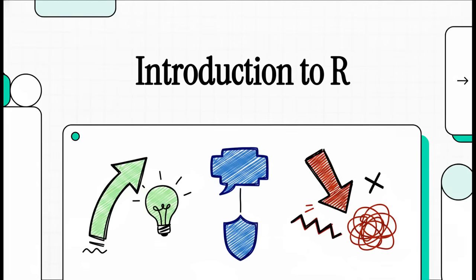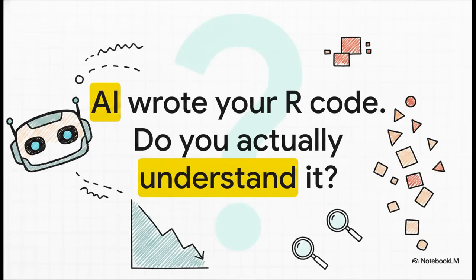Our goal for this explainer is to move you from being an insecure code copy-paster to a completely confident, in-control R practitioner. We're going to build a solid mental model of how R actually thinks. Because here is the million-dollar question. AI wrote your R code, but do you actually understand it?